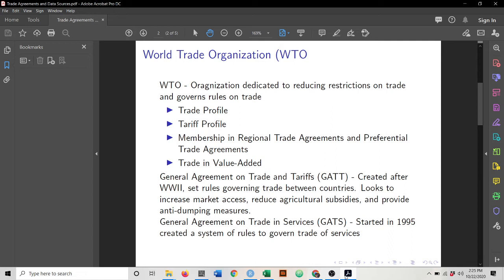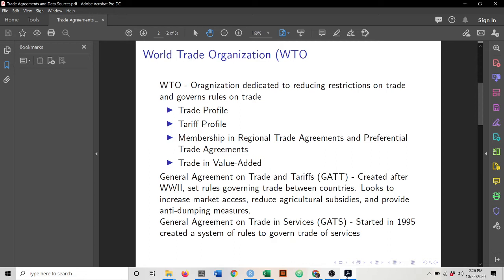I wanted to bring this up too. You might have heard about this. You might have studied this in another class. We have GATT, the General Agreement on Tariffs and Trade. This is essentially a treaty that came out after World War II, and that a lot of member countries have signed on to. This treaty sets rules governing trade between countries. Essentially, they want to increase market access and reduce agricultural subsidies. They have anti-dumping strategies to prevent people from dumping. All these different things are to protect those member countries.